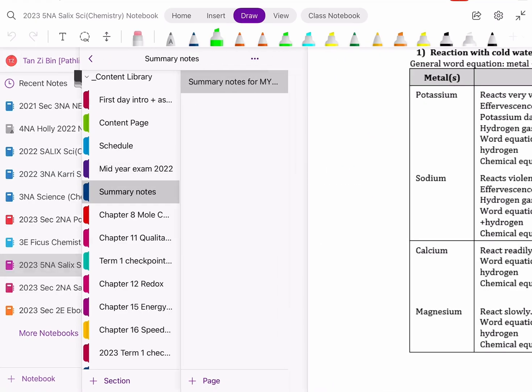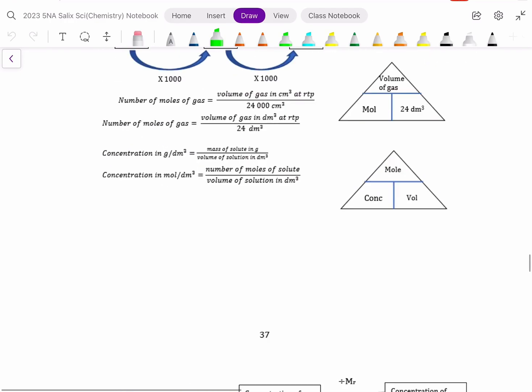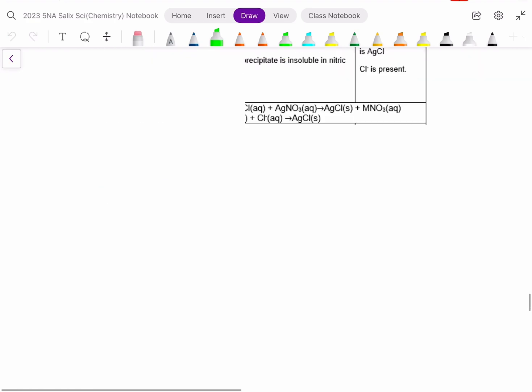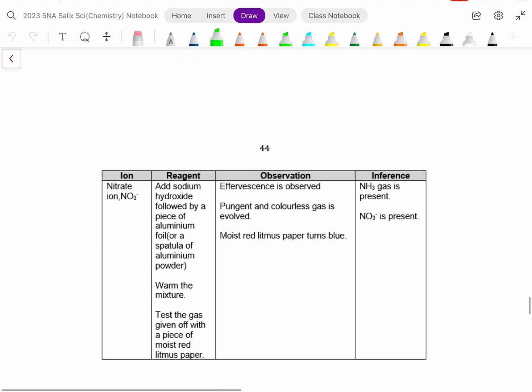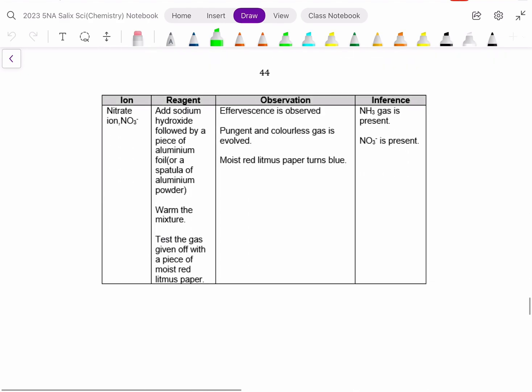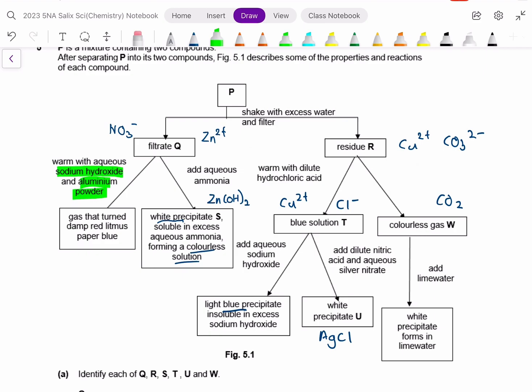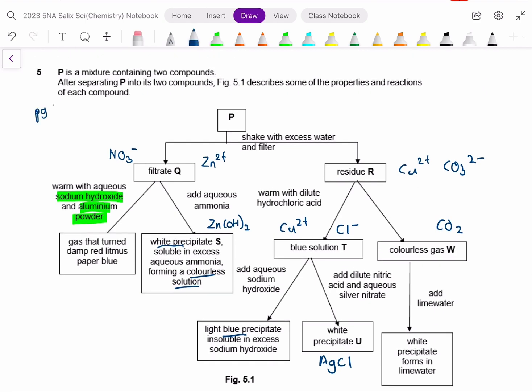If you need help with the QA part, you can look at your summary, under QA. This one is your nitrate test, page 43 to 44. Page 42 is cation. So basically from page 42 to 44, for the cation and anion tests. This part is for your nitrate ions. The second part is the other branch.